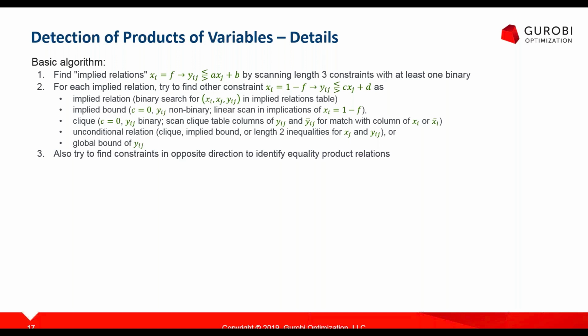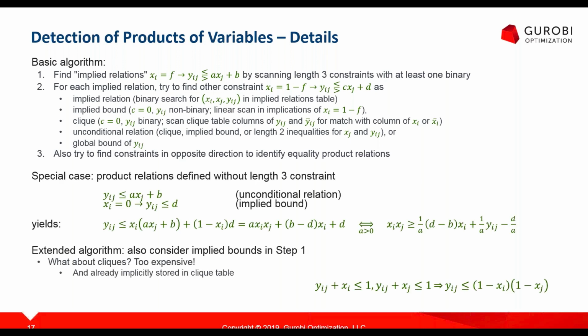And then there is the case of an unconditional relation. So it could be that we have a clique, an implied bound, or length 2 inequalities for the xj and yij variable, or a global bound of yij. All of this can be found relatively quickly by using a mix of hashing, binary search, sorting, and stuff like that. Okay, and after having found this, we also try to find constraints in the opposite direction, because if we find these sets of constraints in both directions, then we have actually found an equality product relation, which is very useful in practice.